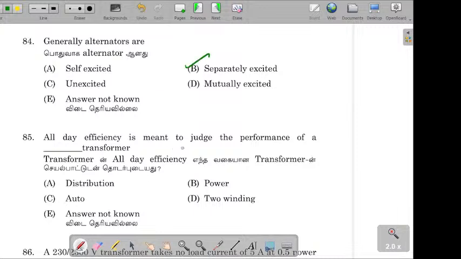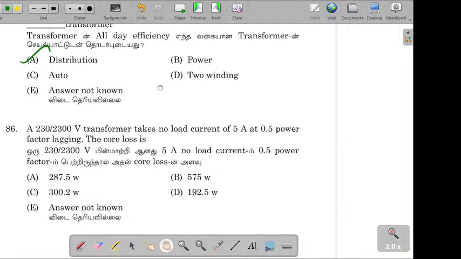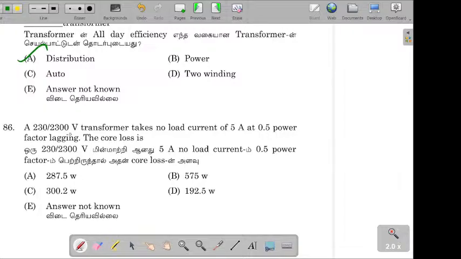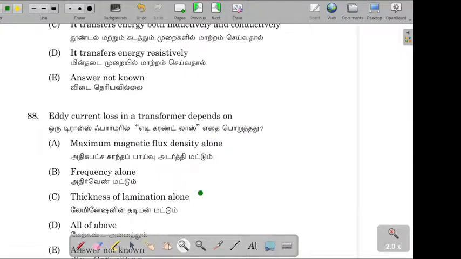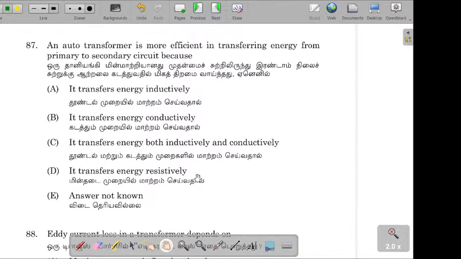All-day efficiency is meant to judge the performance of a distribution transformer. A 230 by 2300 volt transformer takes no load current of 5 ampere at 0.5 power factor lagging. The core loss is 575 watt. An auto transformer is more efficient in transferring energy from primary to secondary circuit because it transfers energy both inductively and conductively.